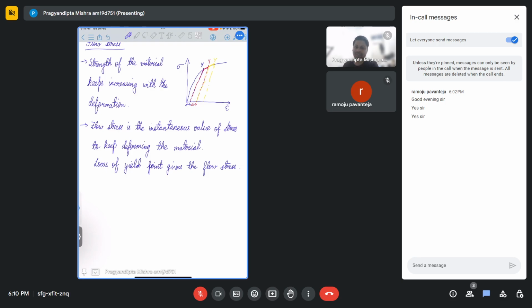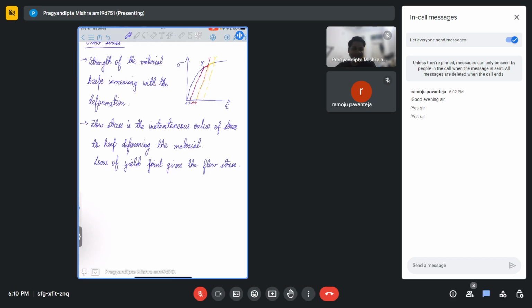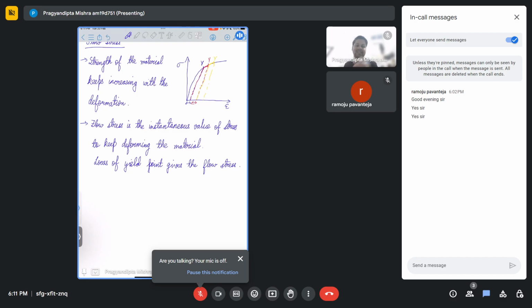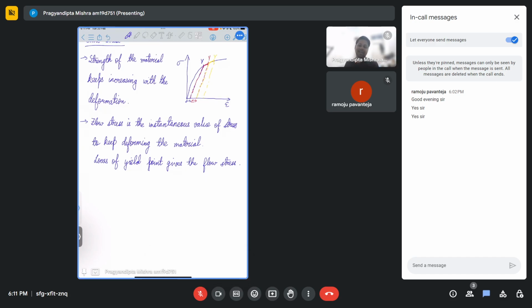Okay. So if the material keeps getting strengthened over time as we apply deformation, like you can see in this example that we have seen here, your locus of yield stress or flow stress will keep moving up. As the flow stress keeps moving up, your yield strength also keeps moving forward, and flow stress also keeps moving forward, right? So this is the essential concept of flow stress.